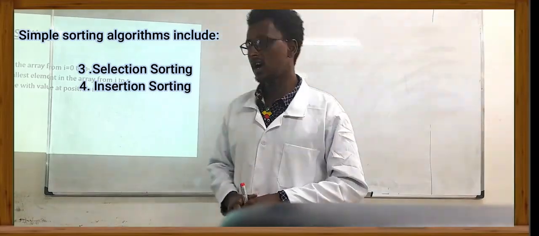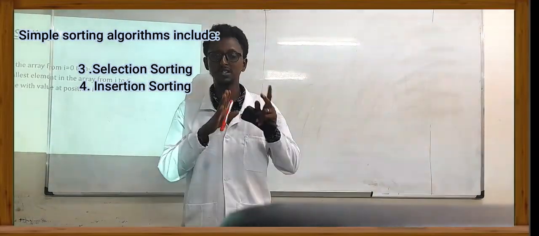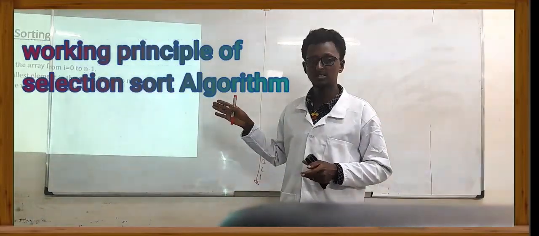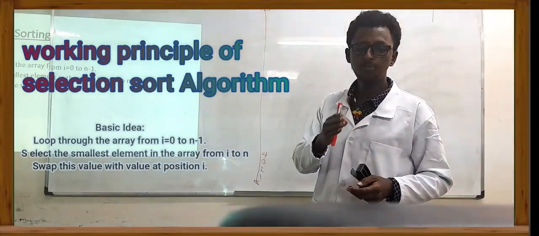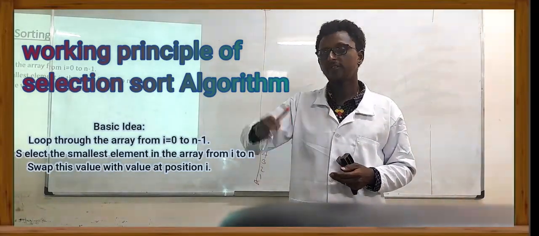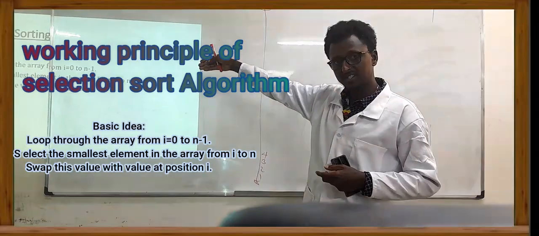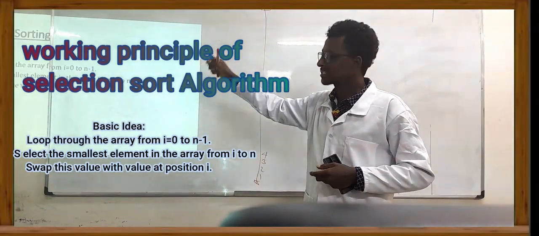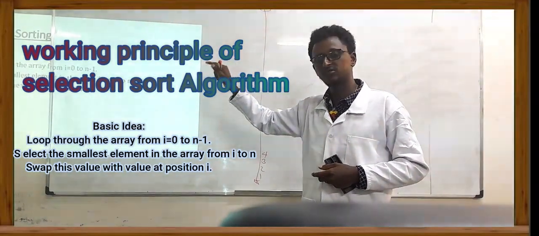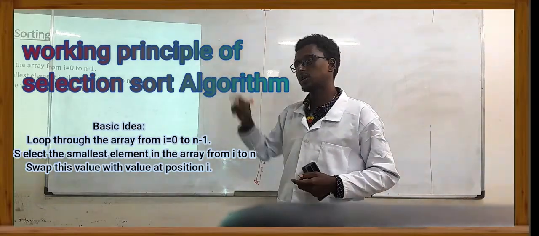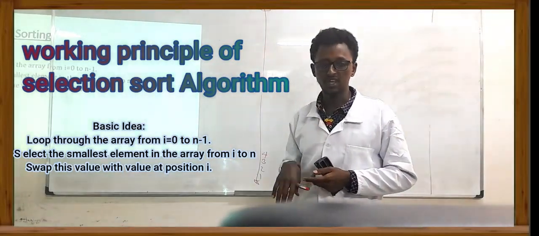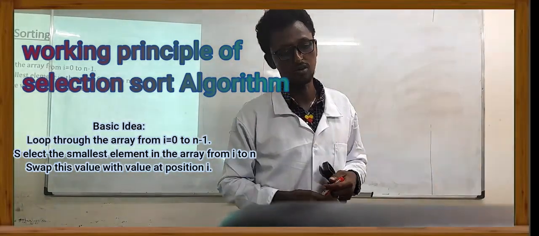The basic idea in the selection sort algorithm is first to loop through the array from the first index up to the last index of the array, from 0 up to n minus 1, assuming n is the size of the array. This is the first idea.